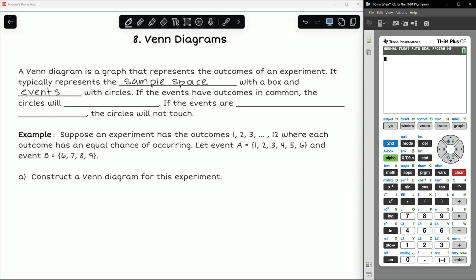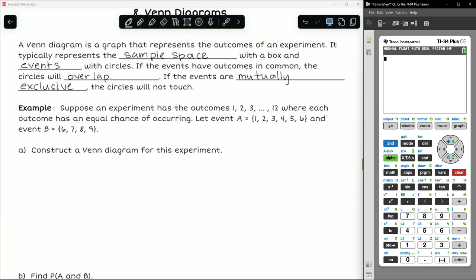If the events have outcomes that are in common, those circles will overlap in the picture. We saw an example of that in a previous video. If the events don't have any outcomes in common, in other words, if our events are mutually exclusive, the circles should not touch. They should be nice and separate. So we're going to go ahead and fill out a Venn diagram and then answer some questions about it.